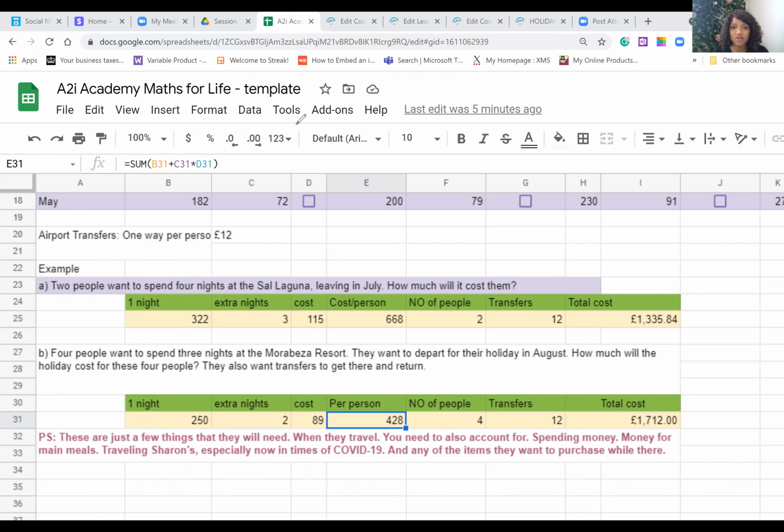So then the next one, we have 4 people, they're going, and they want transfers as well. So we need to have a look how many transfers. If it's just one, so to get there and return, we need to make sure that the 4 people have that return. So we need to calculate 12 times 8, because it's to go there and return. So 12 times 8. So that is a must, okay?